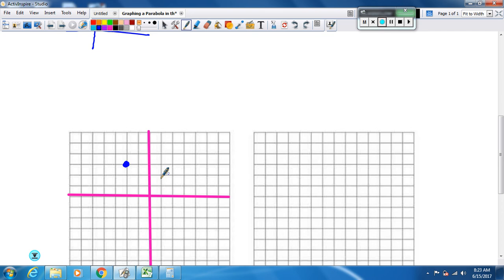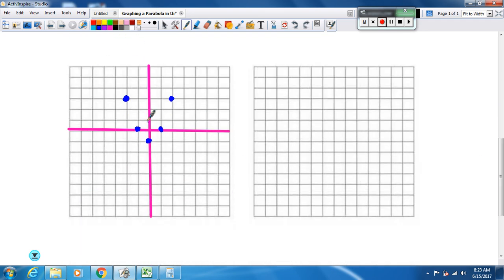-1, 0 is next. And we said the vertex was 0, -1. And then 1, 0, and 2, 3. Yes. Now, you're going to connect that with a U shape. Sorry, I'm not real good with this board with making the U. It's easier with your paper, but that's the general idea. You now have your parabola.